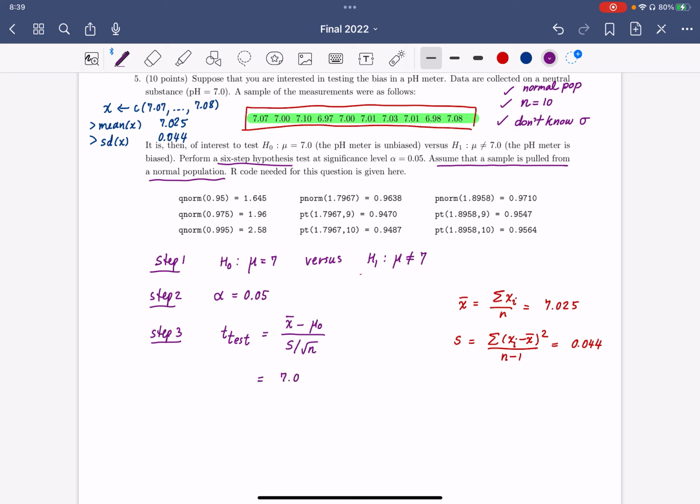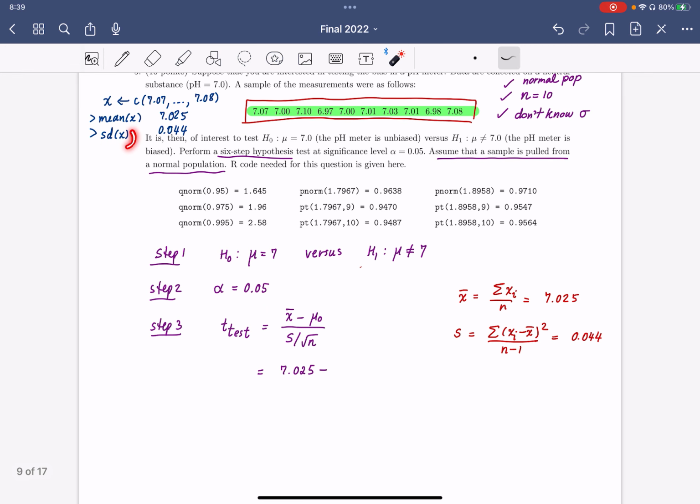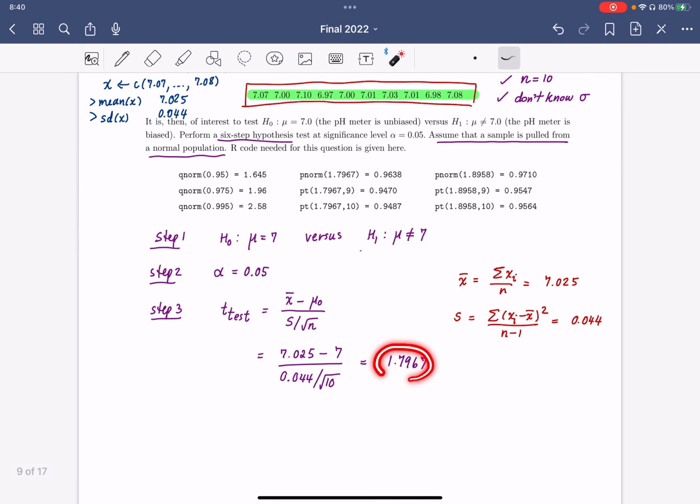To sum up, don't worry about how to compute SD because the R code is going to be given on the exam. You can just look at the SDX and pick up this number. So this is 7, and this is 0.044, over square root n, which is square root 10. You plug in everything here, and it's 1.7967. This is your t-test. You can double check yourself because the R code is here. The numbers match, which means you're on the right track.